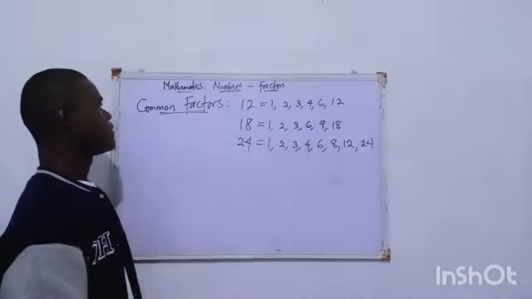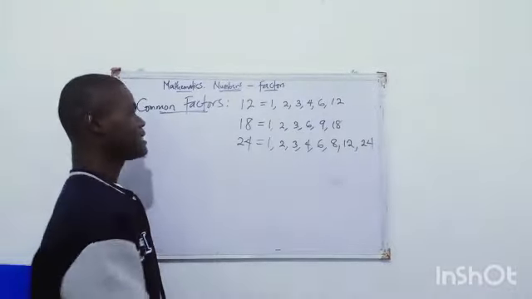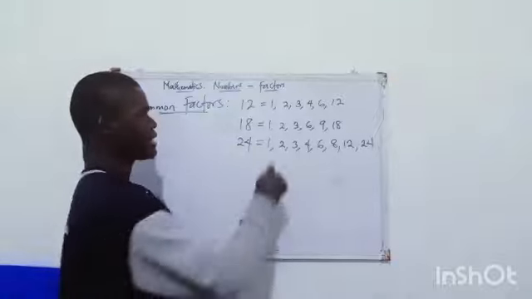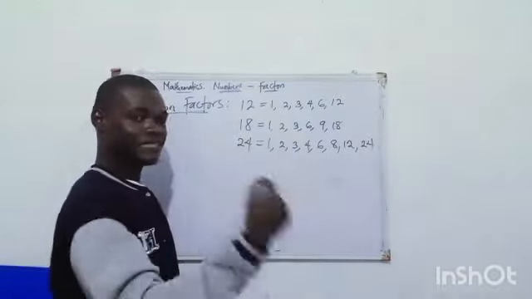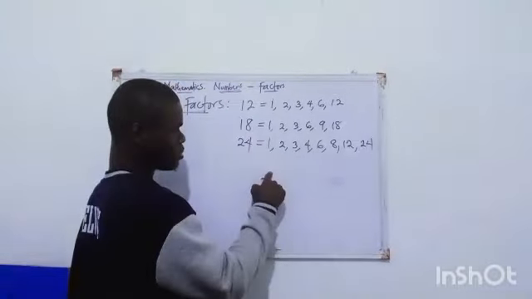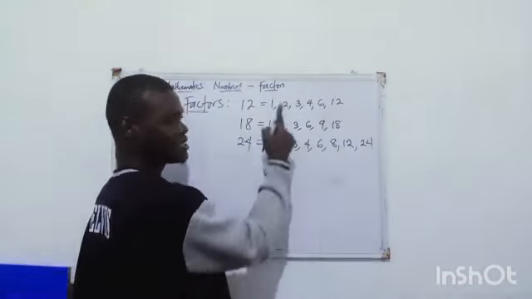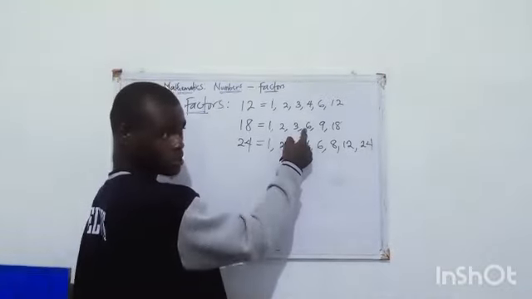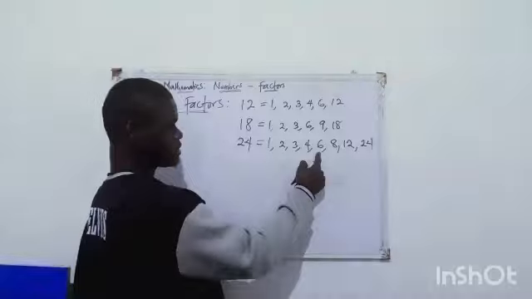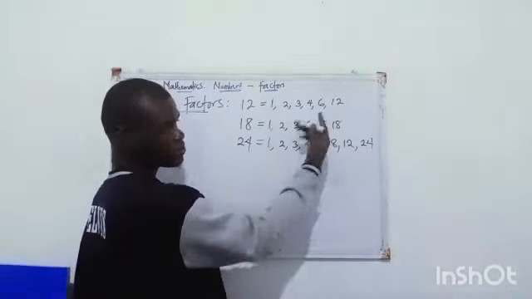Now, your job here is to find the common factors. That is, the factors of all these numbers that are common to all of them. That is, numbers that can divide all these numbers at the same time. So the common factors here are, obviously you can see that 1 is common to all of them, 2 is common to all of them, 3 is common to all of them, 4 is not. 4 is common to these two, but not this. So 4 is not a common factor. 6 is here, 6 is here, 6 is here. So 6 is a common factor. 12 is here and 12 is here, but 12 is not here. So it's not a common factor.